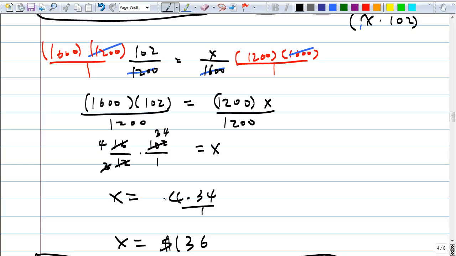Is that how we write the answer? What should we write? Hold on. With an investment of $1,600, you would make an interest of $136. Excellent.